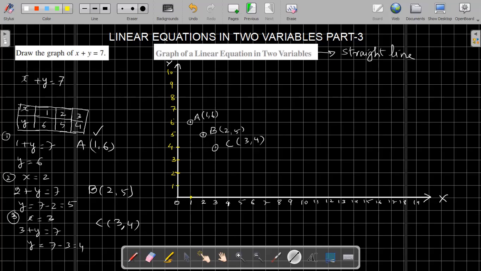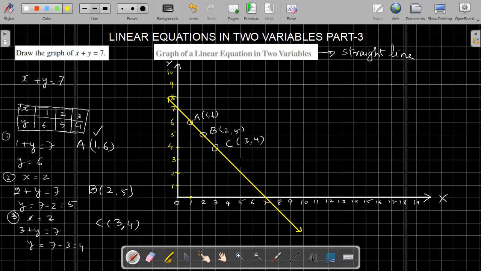We can join from this point and extend later on. First, you can join these 3 points. These 3 points should be joined, and we can draw as far as we want because a line has infinite length, so we can draw below also. Okay, and this can be extended. Better to extend this on the other side also, like this. So this is the line which is representing the equation.